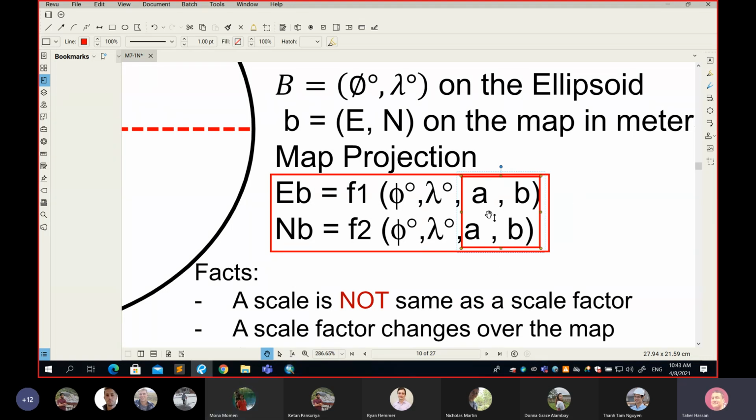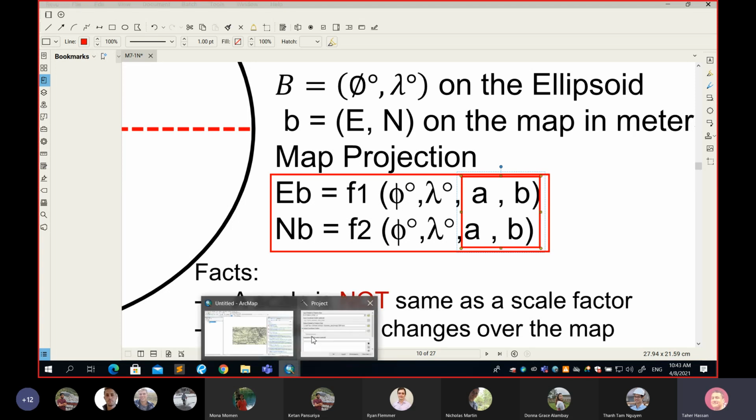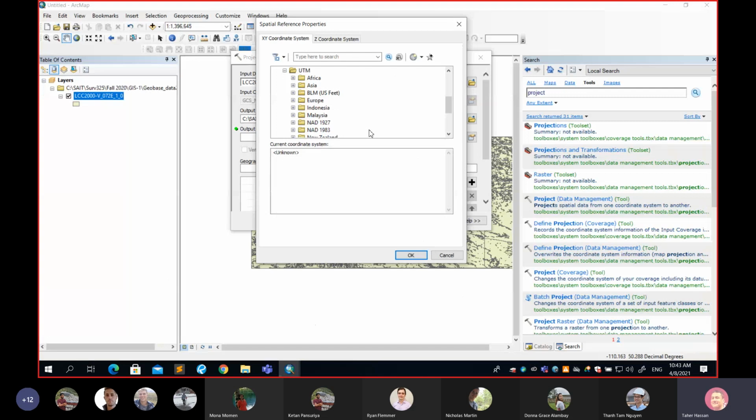Those are the size of your ellipsoid, which means in this step I need to tell it what my ellipsoid is. So let's say I want UTM and I want WGS 84. You can see here I went to this folder where it has all the ellipsoid parameters for WGS 84.